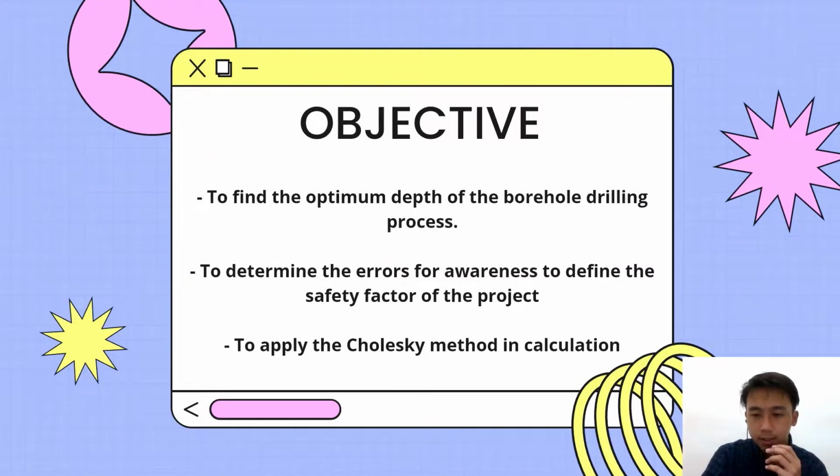Okay, the last one is the objective. So the objective of this project is to find the optimum depth of the borehole drilling process, which is we choose the borehole for the calculation. Number two is to determine the area for awareness to define the safety factor of the project, which is we choose bore pile and calculate the area for awareness for this safety factor. And the last one is to apply the Cholesky method in calculation, which is we will use the Cholesky method as the calculation for this project.